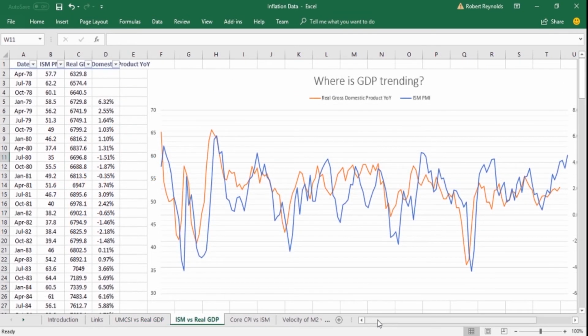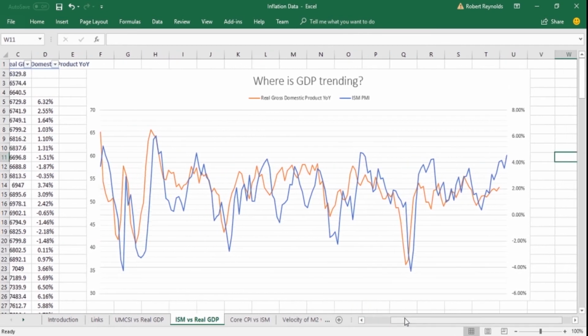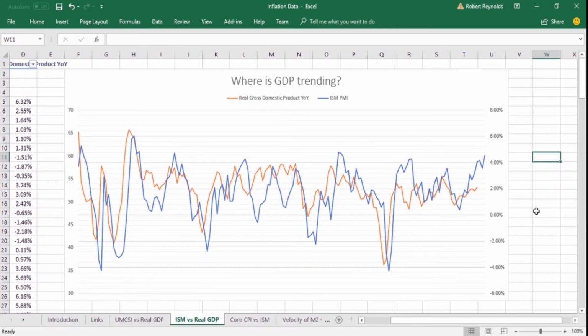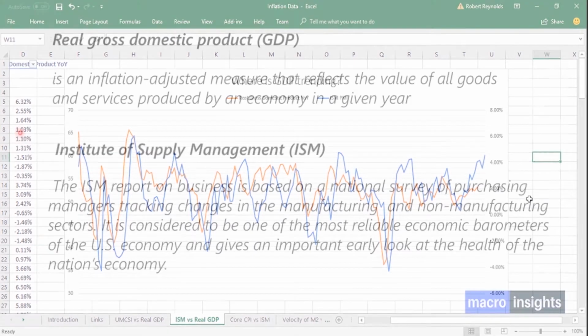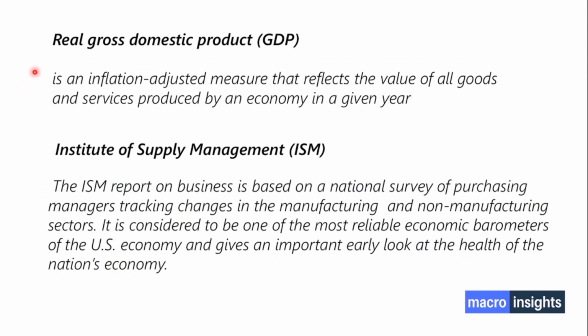So next we're going to move on from the University of Michigan Consumer Sentiment Index. Now, because this is soft data, we would like as many different data points as possible to confirm or deny what we already thought. So this is another survey-based one, the ISM PMIs, the Purchasing Managers Index. This is GDP versus the ISM PMIs. Real GDP, we mentioned a moment ago, is an inflation-adjusted measure that reflects the value of all goods and services produced in any given year.